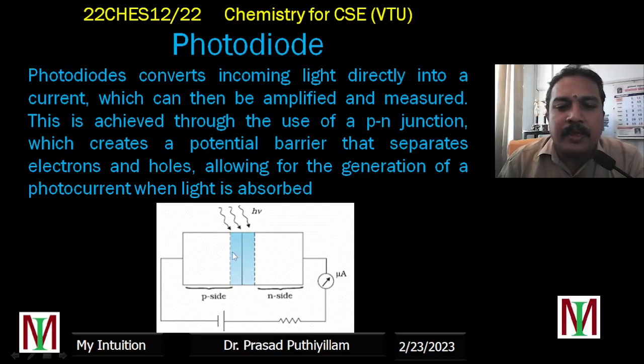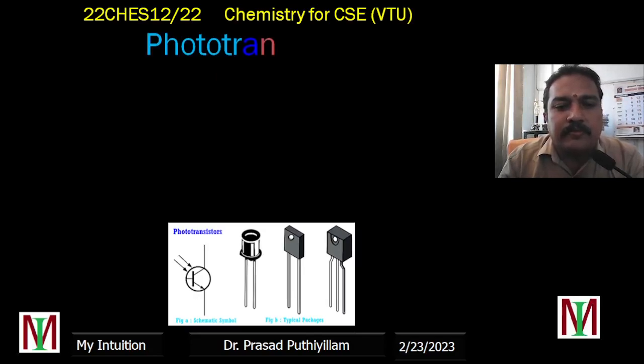Current is measured. Based on the current generated, we can see how much light is produced. By measuring the availability of the current, you can see how much light is present, or we are sensing the light. This is a photo transistor.